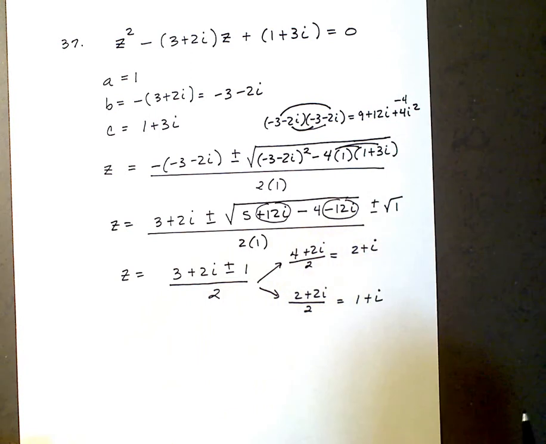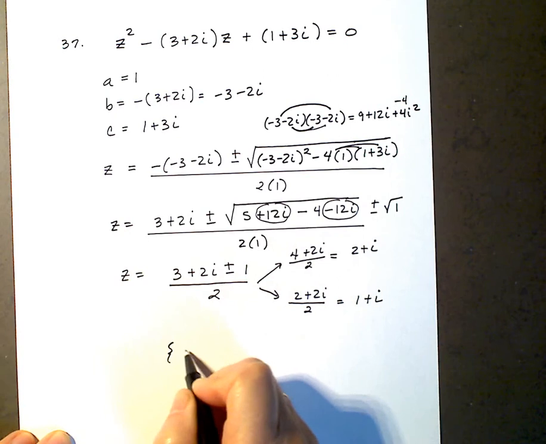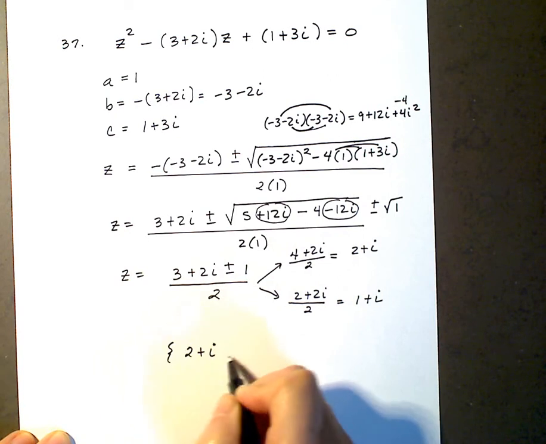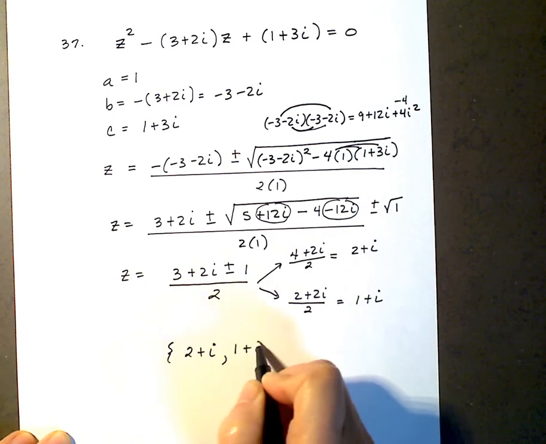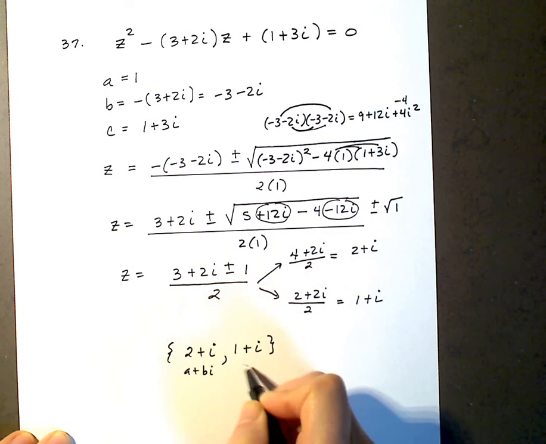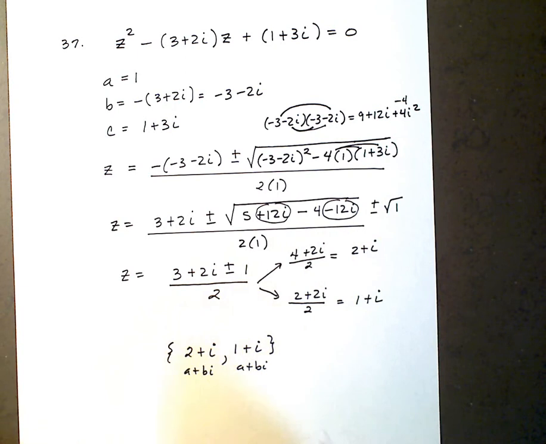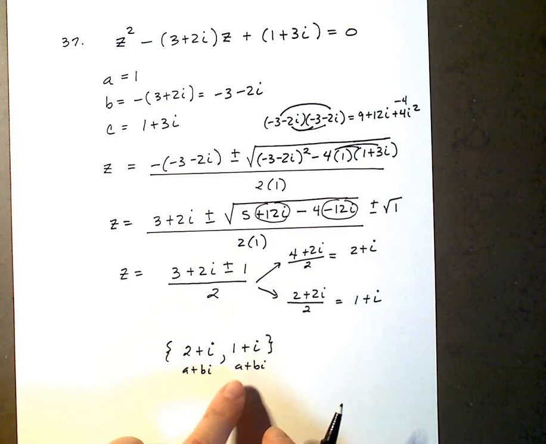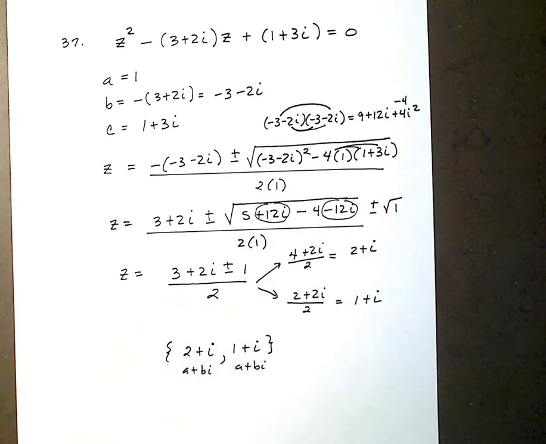So the two solutions to this problem are 2 plus i and 1 plus i, both in a plus bi form. The a is 2 in this one, the b is 1. The a is 1 in this one, and the b is 1. So that is problem number 37.